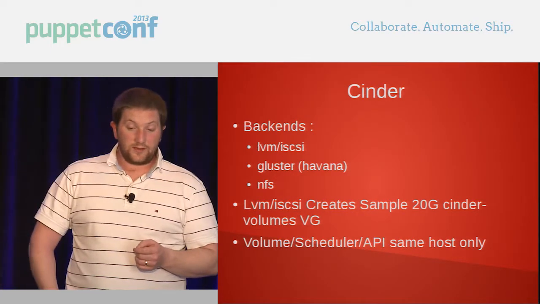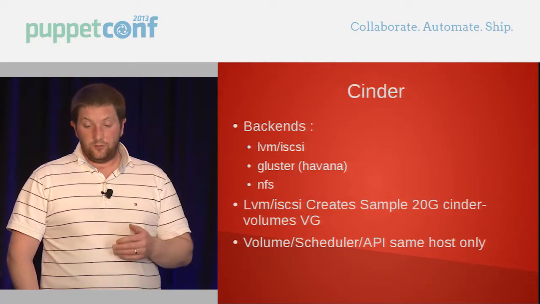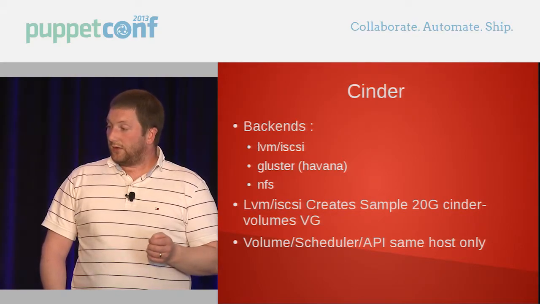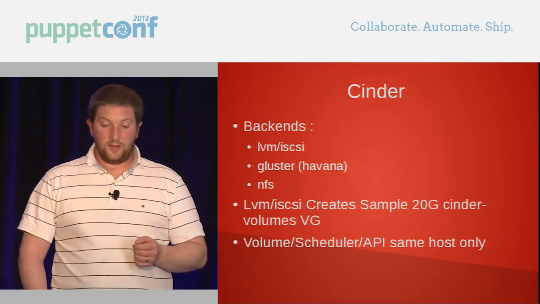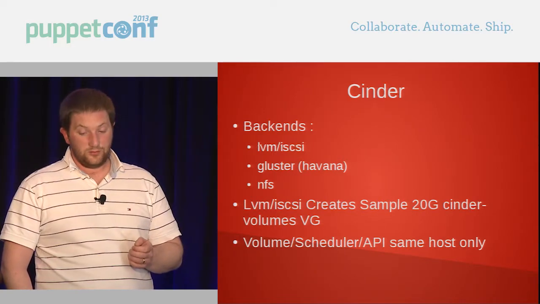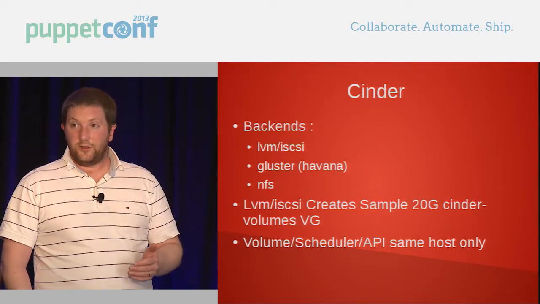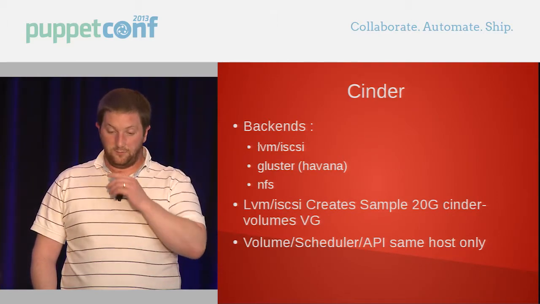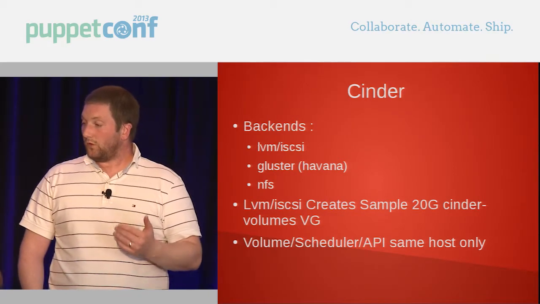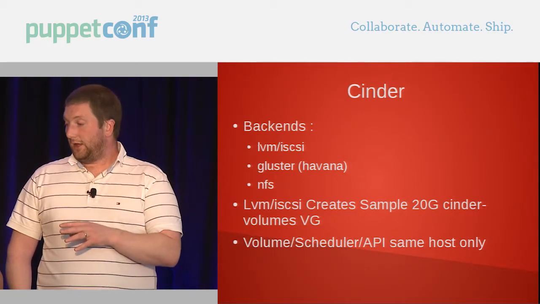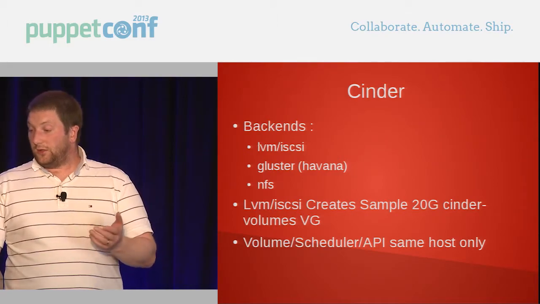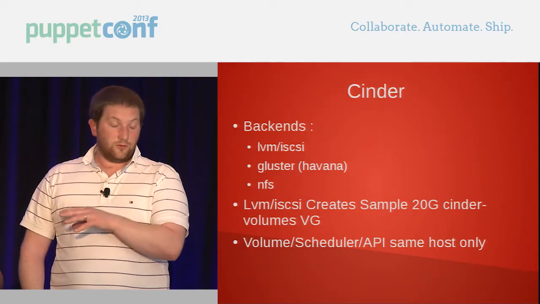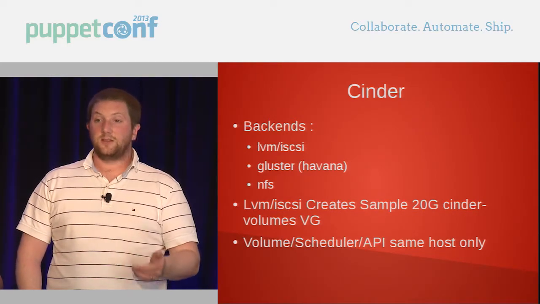Cinder is OpenStack's block storage, and through Puppet again, we have a number of backends we can select from. By default, the LVM iSCSI backend is used. We also have Gluster, which will be, I think, just coming out in Havana, and NFS, which will be coming out in Havana as well. If you leave everything to the default, you will get the LVM iSCSI backend, and if you haven't created a volume group for Cinder to use, Packstack creates one for you.